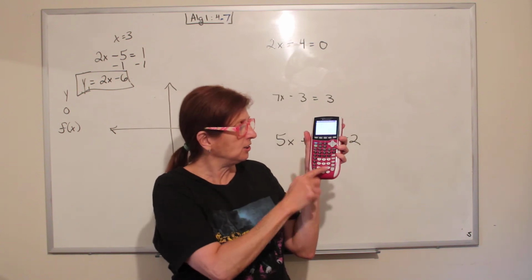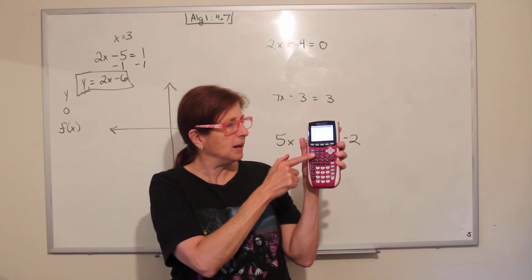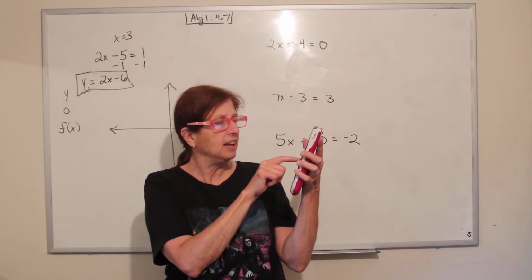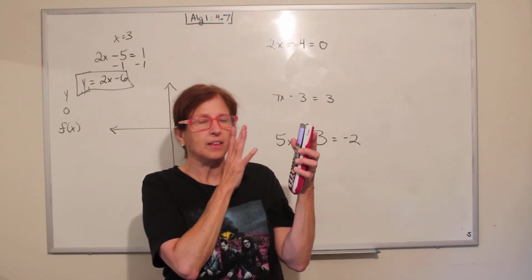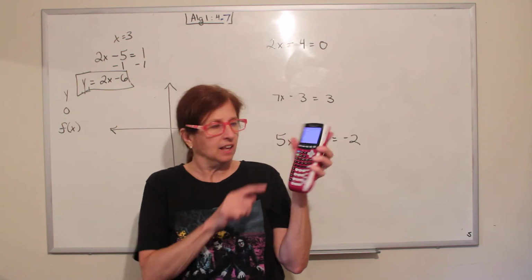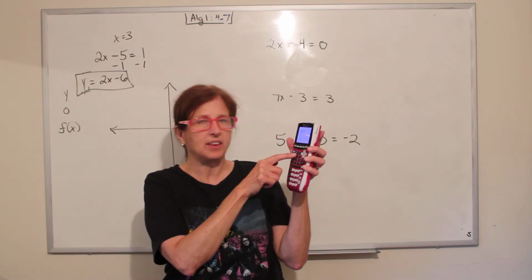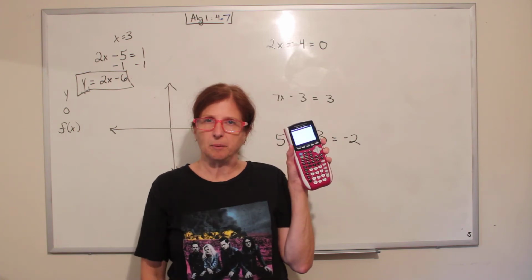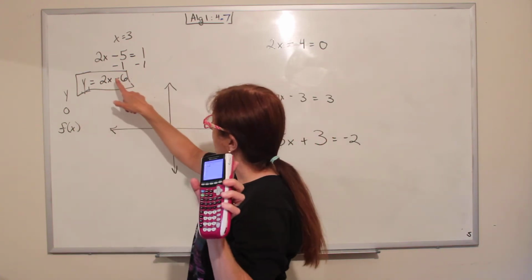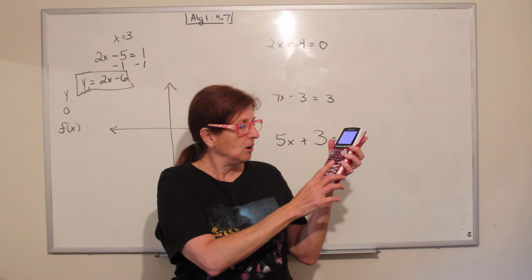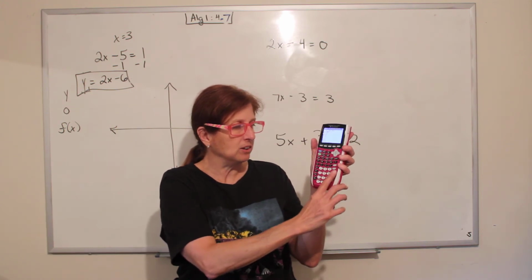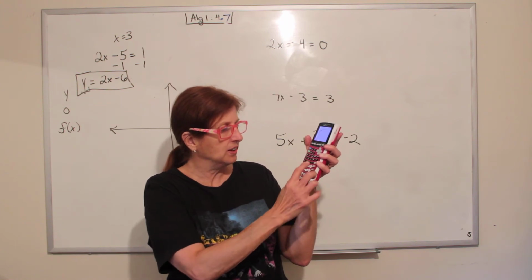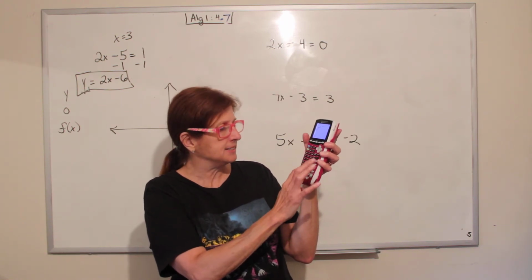So first put in a 2. The X button is this one right where my finger is. It has X, T, theta, n, with a circle with a line through it, that's theta. So push that button and notice it pops an X up there. Then put minus 6. And remember, minus goes in the middle and it's over here. Negative is at the beginning and it's down here. So use this one and say minus 6.